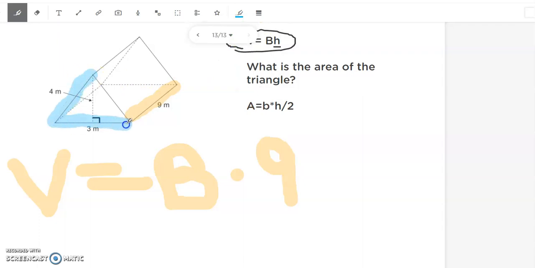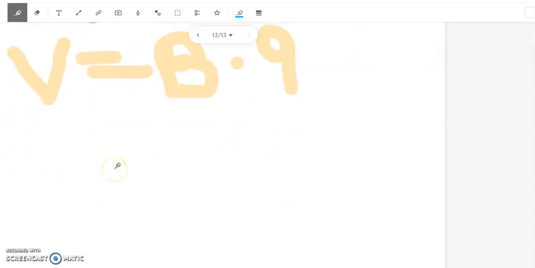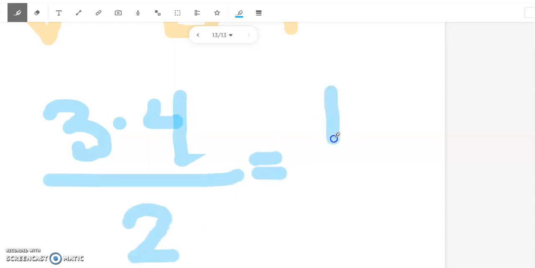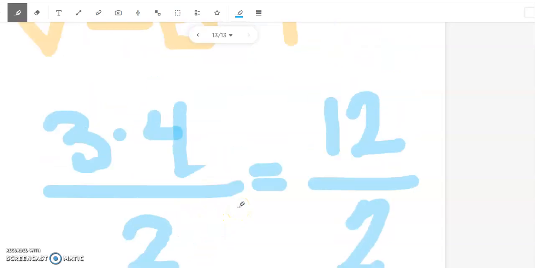So here's my triangle. And they helped us out a little bit. They only gave us 2 dimensions. 4, that's the height of the triangle. This is the height of the triangle. And then 3 is the base of the triangle. So let's work this out real quick. So I have 3 times 4, and then we're going to divide that by 2. 3 times 4 is 12. 12 divided by 2 is 6. So 6 is the area of the triangle, which is the base.